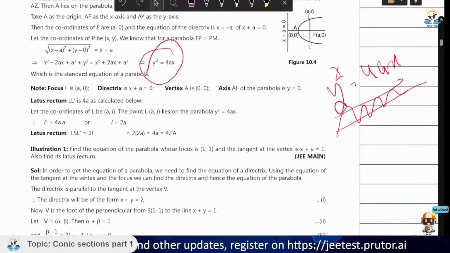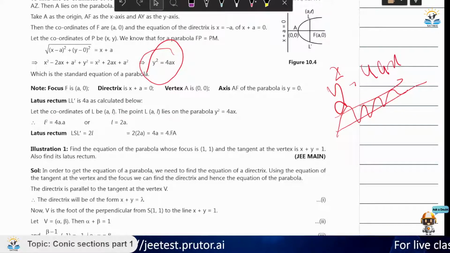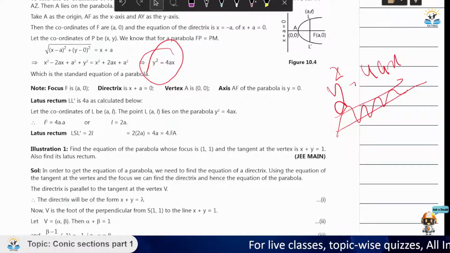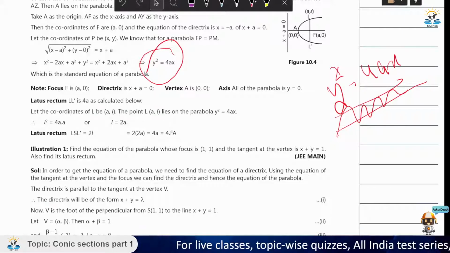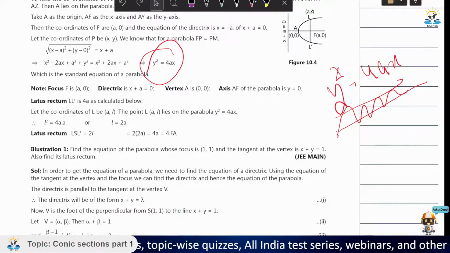Let's see what we have here, and we define the points for the standard parabola. The focus becomes (a, 0). The point of intersection between the directrix and the axis is (-a, 0), and the equation of the directrix is x equals minus a. Then we have the vertex at (0, 0). The axis is y equals 0, that is the x-axis. Then we have the latus rectum, which is calculated as 4a.